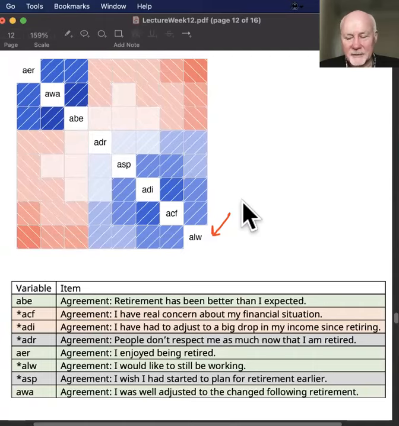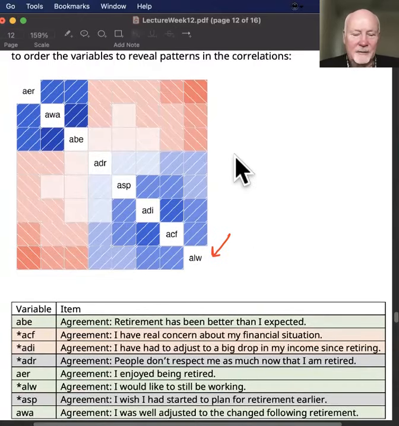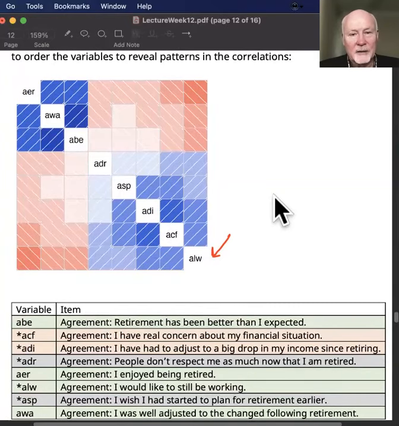For those that are not familiar, a heat map is a kind of visualization, a diagram that uses different color intensities to represent the intensities of some kind of variable. In this case, correlations. This is an exploratory data analysis tool to give us an idea of where there might be patterns of relationships between variables.